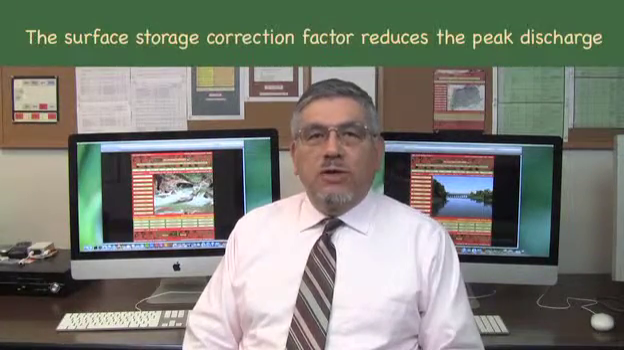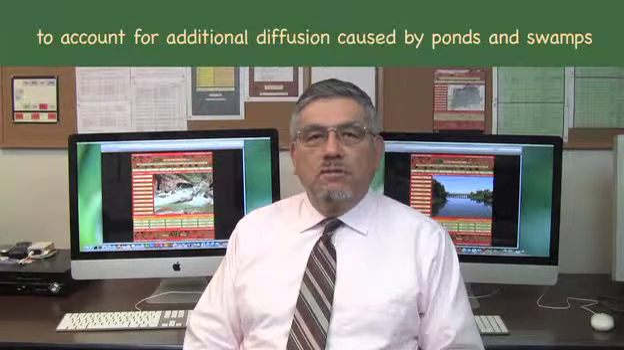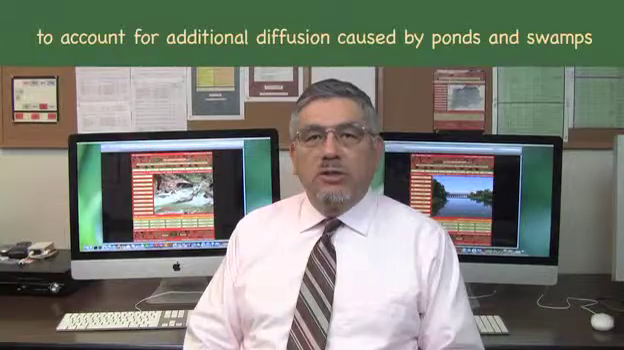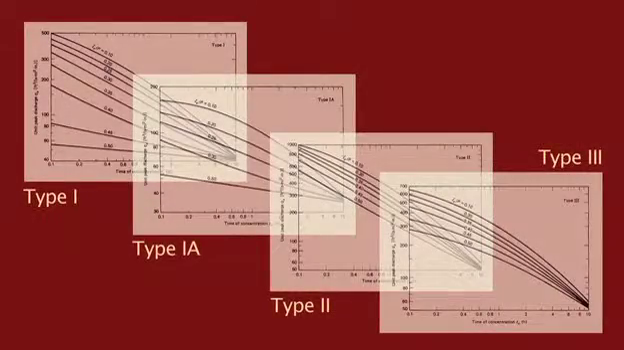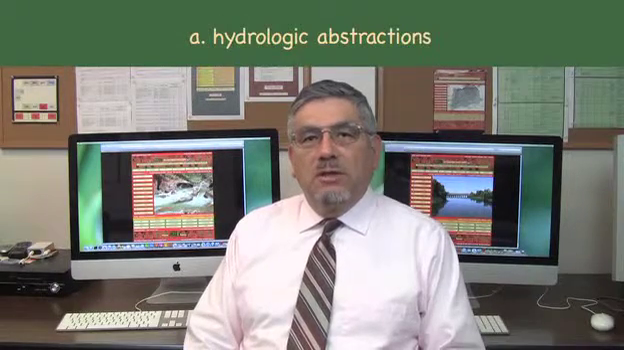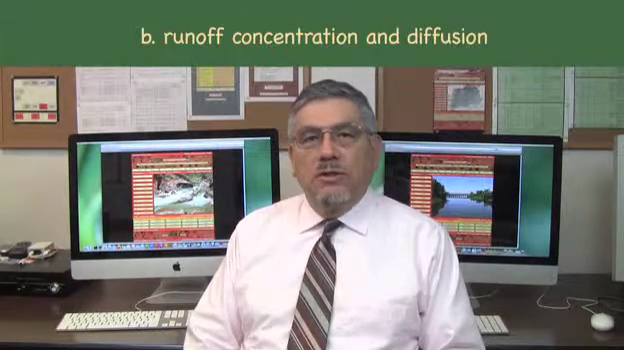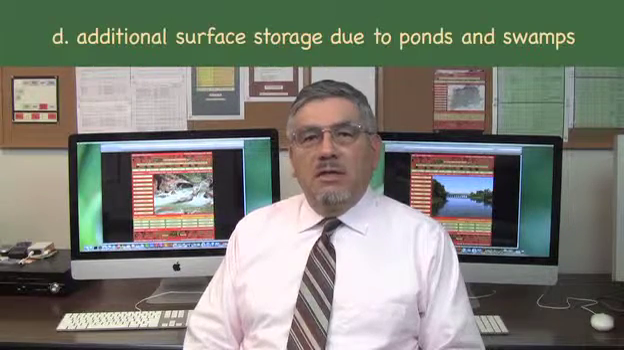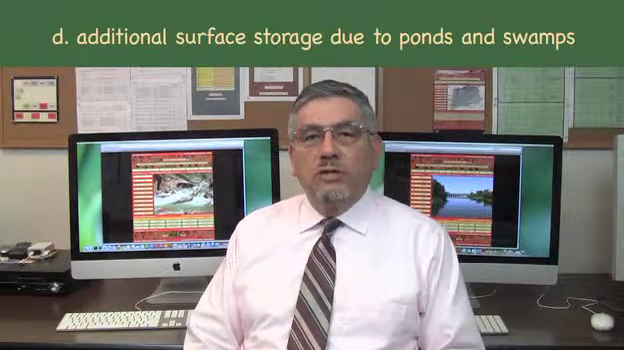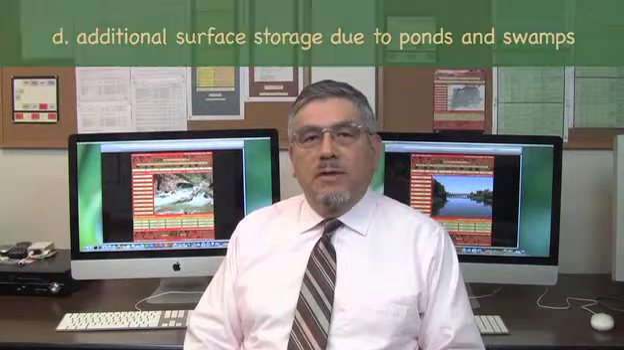The surface storage correction factor reduces the peak discharge to account for additional diffusion caused by ponds and swamps. The geographical location is accounted for by the choice of storm type. Thus, the TR55 method accounts for hydrologic abstraction, runoff concentration and diffusion, geographical location and associated climate, and the additional surface storage due to the presence of ponds and swamps.